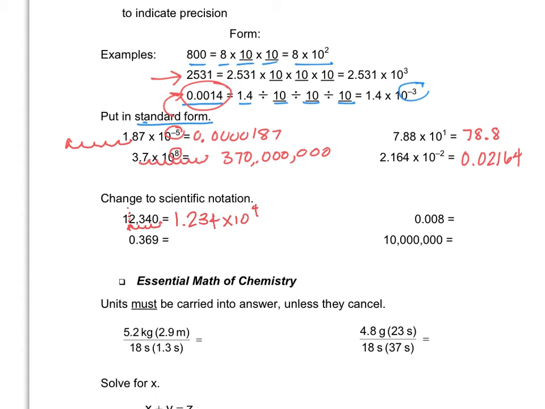Here I have 0.369. I need one thing in front of the decimal. So 3.69 times 10 to the negative 1 because I moved my decimal to the right. 1, 2, 3 places. So 8 times 10 to the negative 3. Here I'm moving it 1, 2, 3, 4, 5, 6, 7, so that I have one thing in front. So 1 times 10 to the 7th.